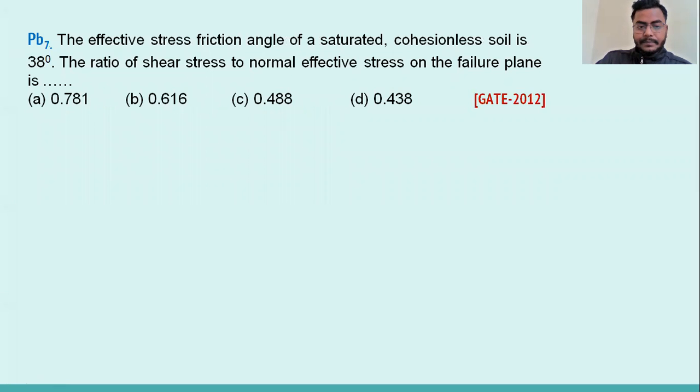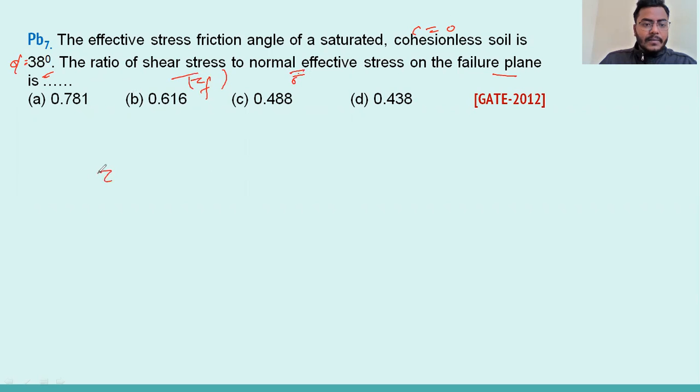Next question we have: the effective stress friction angle of a saturated cohesionless soil. Cohesionless soil means C is equal to 0, 38 degree. So phi is given as 38 degree. The ratio of shear stress and normal stress at a failure plane. Failure plane we can write tau, normal effective.